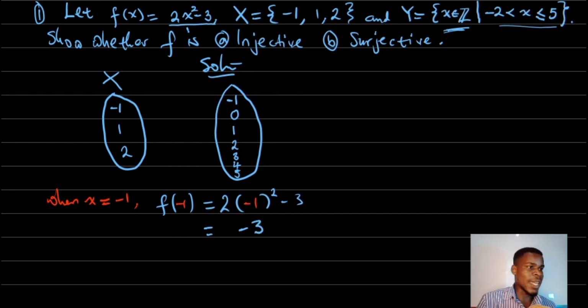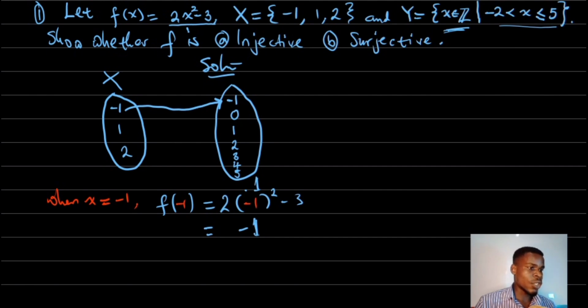Sorry, what did I say? Sorry, let's look at that again. -1 squared, this is 1. When we evaluate that, 2 times 1 is 2. 2 minus 3 is -1. Okay, so that's -1. What that means is that -1 corresponds to -1, because we put -1 as an input, and then we get -1 as a result.